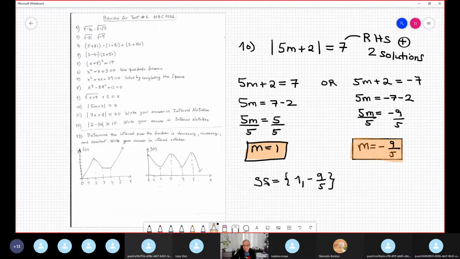Another possibility is when the right hand side is 0. If the right hand side is 0, we have only one solution because 0 is a number that has no sign. So you basically write only one piece of the solution. So two pieces, two solutions, when the right-hand side is positive. Right-hand side negative, no solution. And when the right-hand side is 0, one solution. Just remove the bar and solve the equation. Okay? Any question?